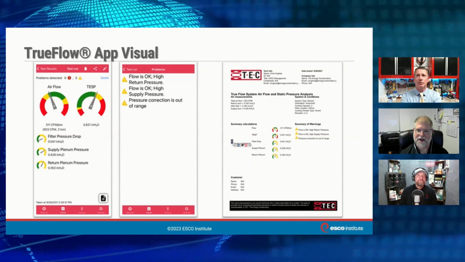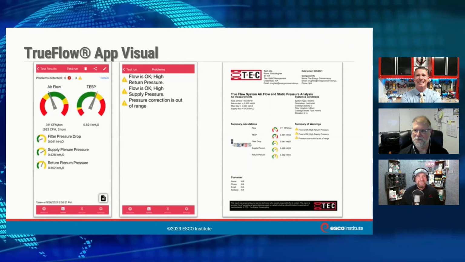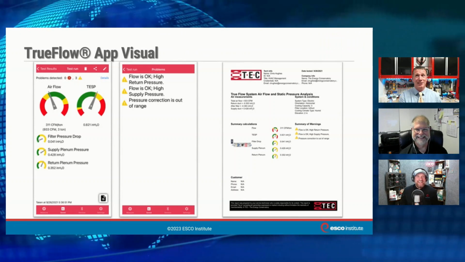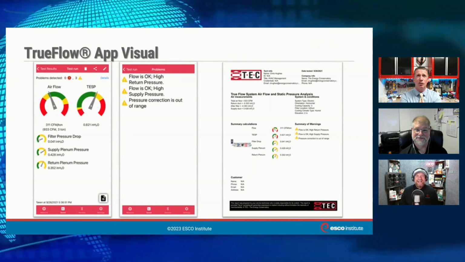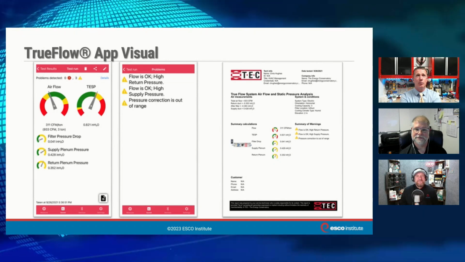Oh, I thought this is a Ty question. Oh, yeah. Sorry. Yes. Or either one of you. I just know Ty's used it and is very comfortable with using the software. And let's talk about some of the things that you have found by taking these actual measurements.